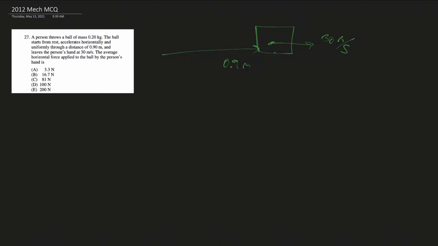It left with a speed of 30 meters per second, which would mean then that the change in kinetic energy is supplied by the force across a distance. We know that's 1/2 m times (Vf squared minus Vi squared), which goes to the average force that's applied across a distance of 0.9.